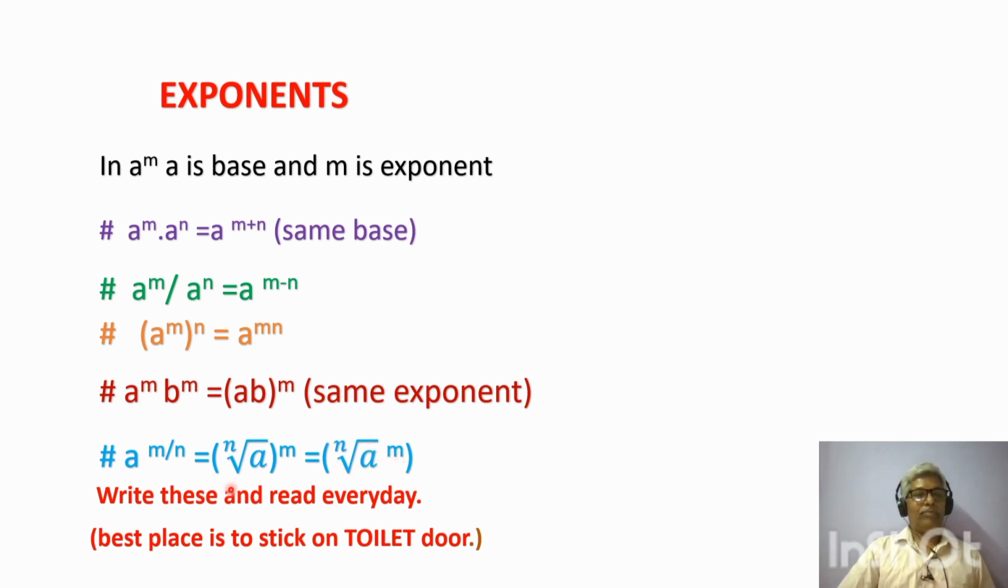So these are the exponents and the identities. So write this and read every day and get it by heart. The best place is to stick on the backside of the toilet door where you can read every day.